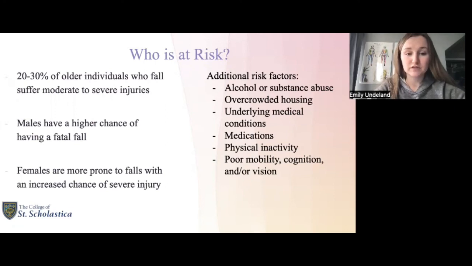Some additional risk factors that could potentially increase the likelihood of a fall occurring are alcohol or substance abuse, overcrowded housing, underlying medical conditions such as cardiac or neurological problems, certain medication side effects such as impaired vision or balance problems, and overall poor mobility, cognition, and or vision.